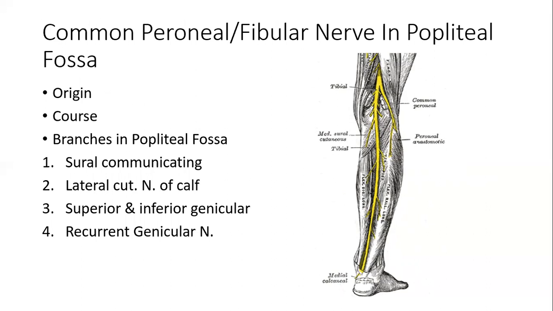So the course of common fibular or peroneal nerve is that it runs down and laterally, medial to the tendon of the biceps femoris, which is the lateral muscle in the posterior compartment of the thigh. It continues to run down and laterally along the medial aspect of the tendon of the biceps femoris till it disappears within the substance of the peroneus longus muscle. Peroneus longus muscle is the muscle of the lateral compartment of the leg.